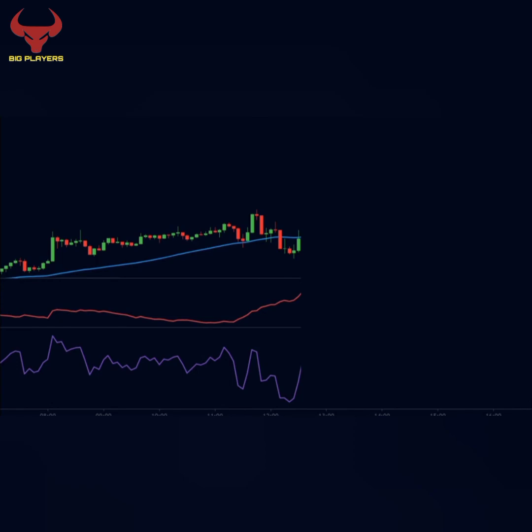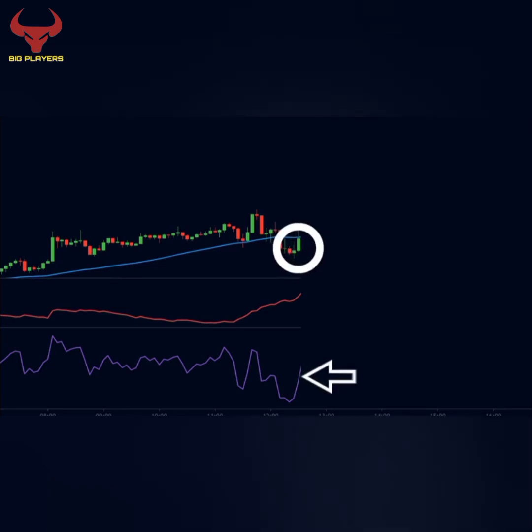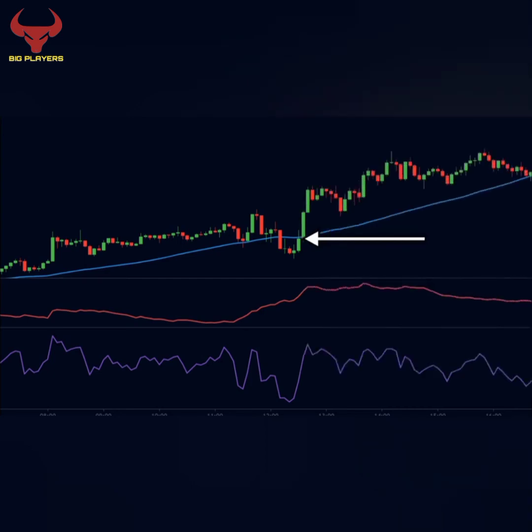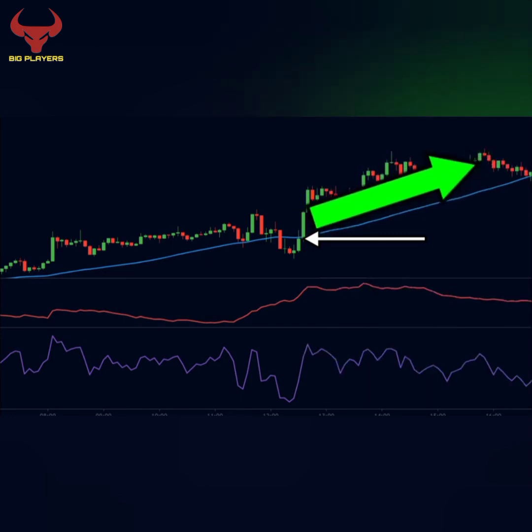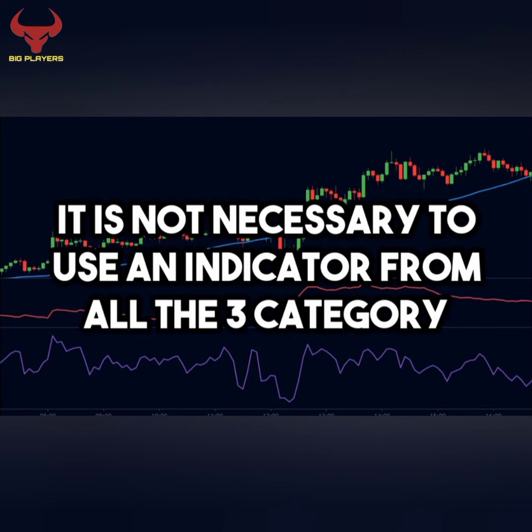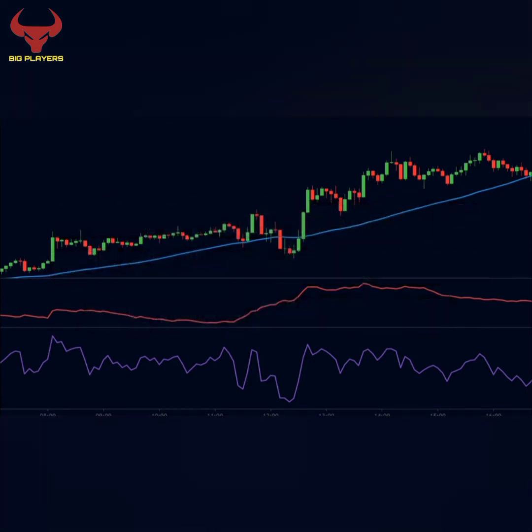So now, we want to look at the RSI to trigger our entry. On this candle we see that the RSI is clearly starting to move upwards. Hence, the momentum of the market is rising, and this is a very good place to buy. So we buy on this candle. As you can see, the market made a dramatic up move after our entry. An important point to note here is it is not necessary to use an indicator from all the three categories.